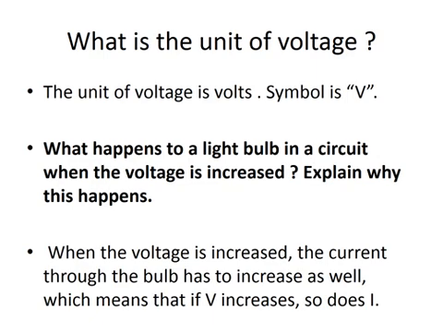So a voltage increase means a greater push. A greater push means a lot of electrons will flow. A lot of electrons flowing means there will be a greater amount of current flowing through the bulb, which will make the bulb glow more than before.